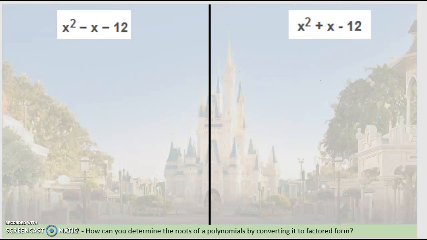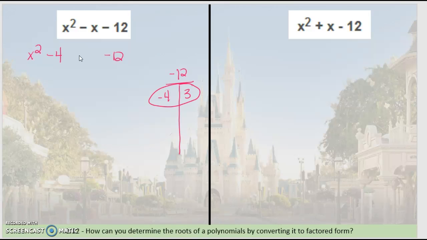I'm going to factor this out. And then negative 12. So numbers that multiply to be negative 12 and add to be negative 1. I think that is negative 4 and 3. So I'm going to do negative 4 and plus 3.